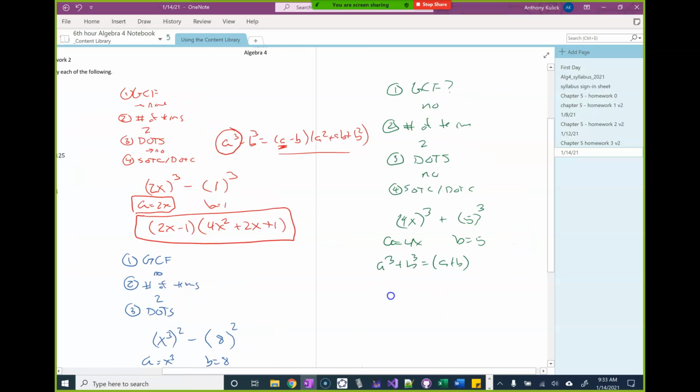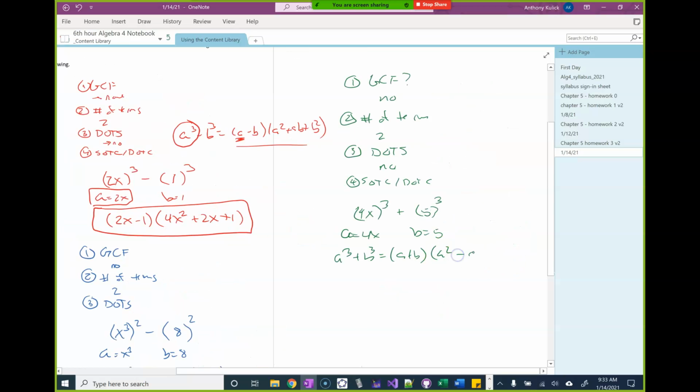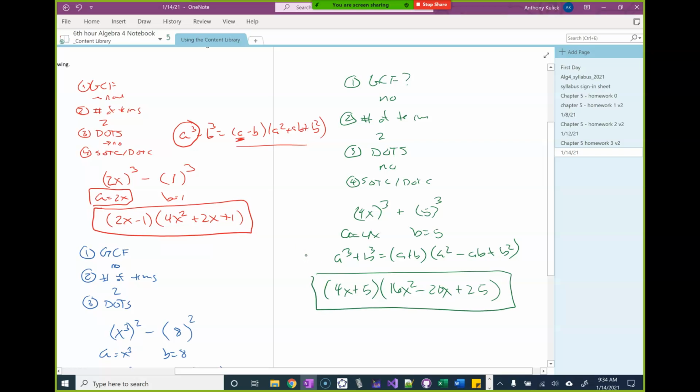So I'll use my sum of 2 cubes factoring pattern. A plus B is 4x plus 5. A squared is 4x times 4x, so that would be 16x squared, minus A times B, so 4x times 5, plus B squared, which is 5 squared, which is 25. And the piece that came from the quadratic that came from the sum or difference of 2 cubes, neither of which can factor anymore, so that would be the end of that problem. Does that feel okay there?